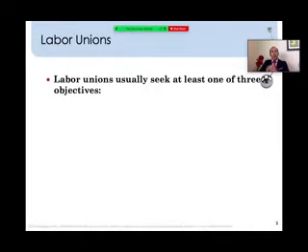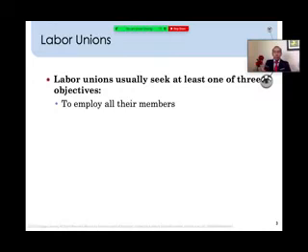What labor unions usually do is seek to create certain major objectives for the industry and for the workers. The industry may be heavily unionized or not under a union, but the labor unions, for the most part, seek to employ all of their members that are part of the union, not necessarily all workers, but only the workers that become part of a unionized, organized labor and get employment in the labor market.